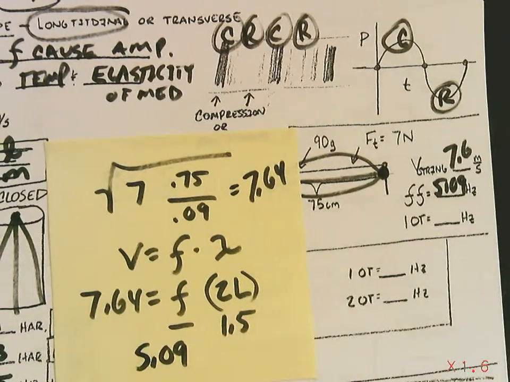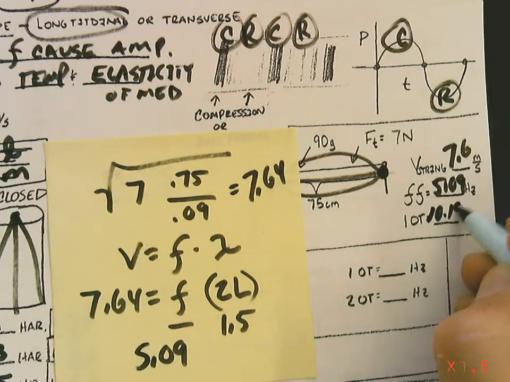Then I can also find the first overtone. So that's the same thing as saying the second harmonic. So I could just multiply it by 2, be the easiest way to get that. And then I get 10.19 for that one.